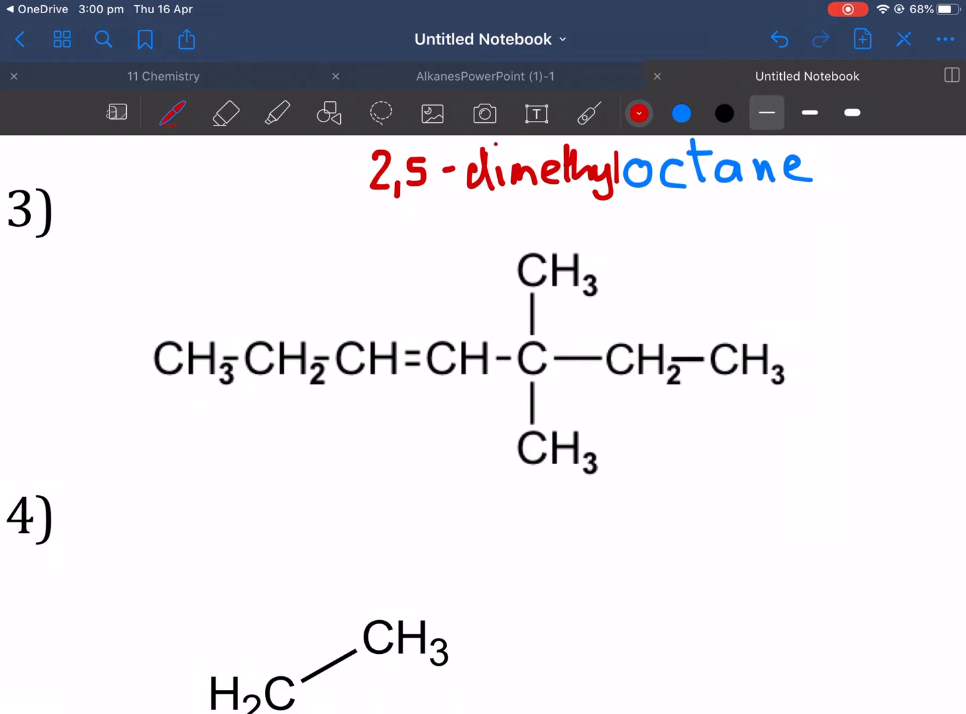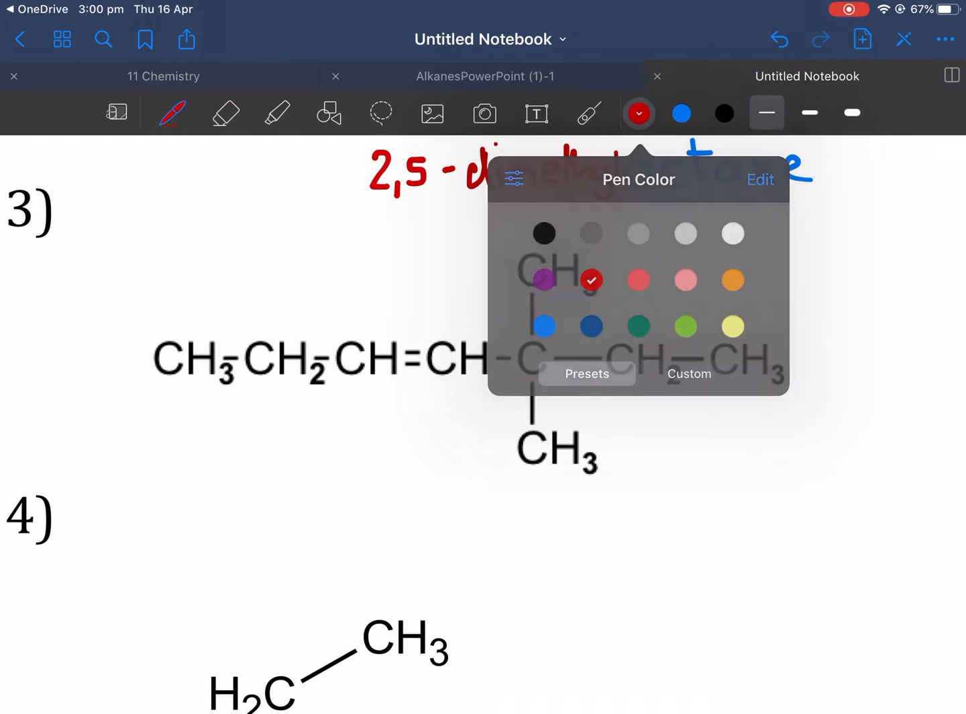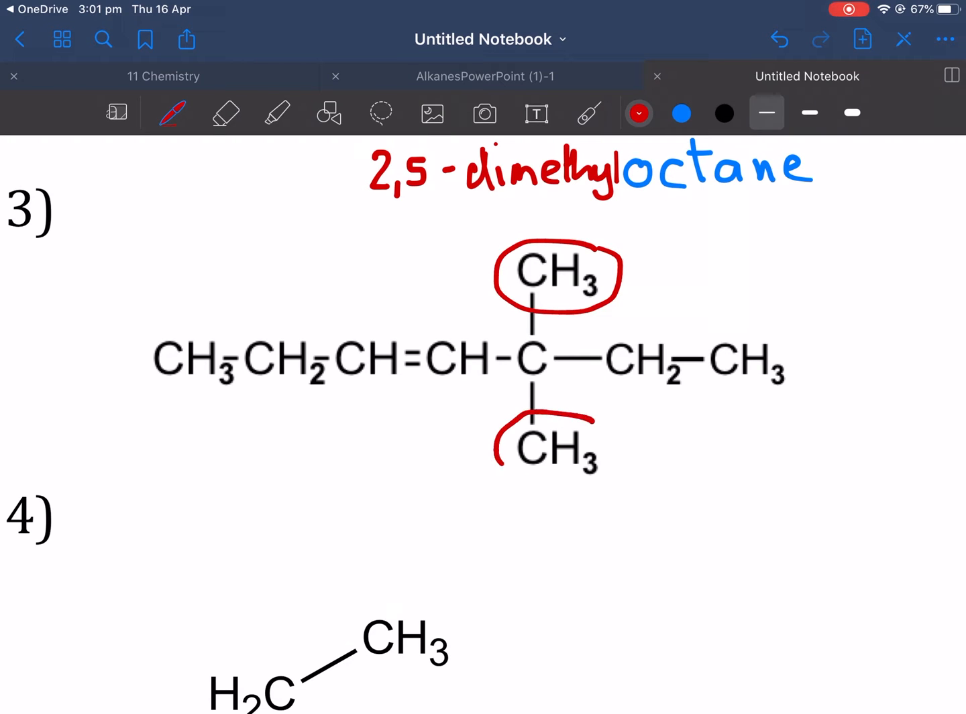Alright, moving on. Number 3. We are going to do the exact same steps again and again. Firstly, circle the side chains. Secondly, number the main chain, which this time is going to go from right to left: 1, 2, 3, 4, 5, 6, and 7. You can number from both sides if you're unsure about something. So if we go 1, 2, 3, 4, 5, 6, 7 from right to left, we have 3, 3, 4. And if we're going from left to right, we've got 3, 5, 5.